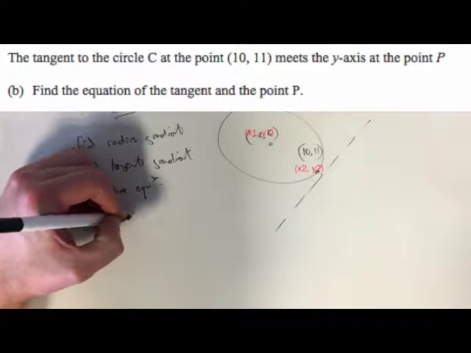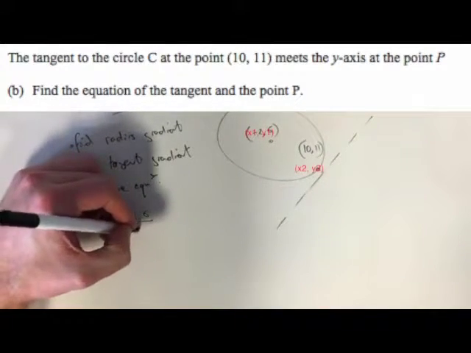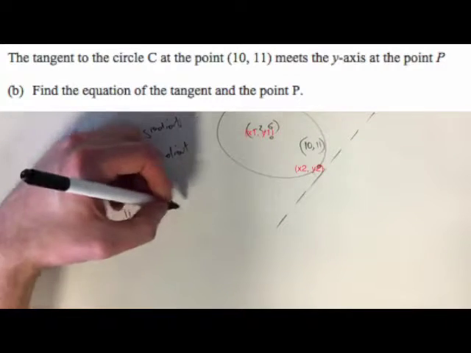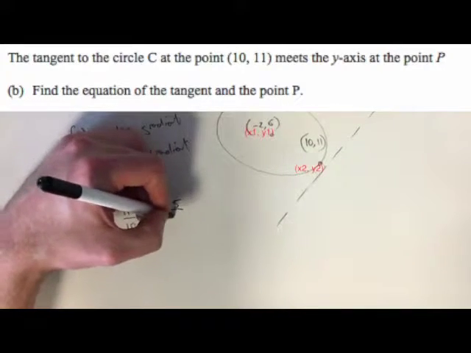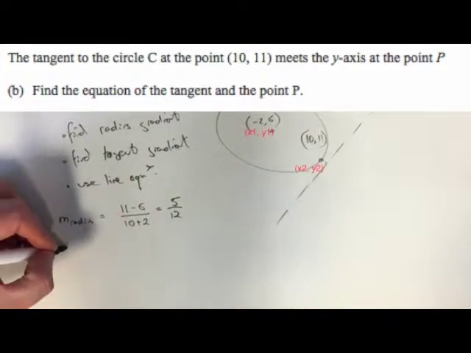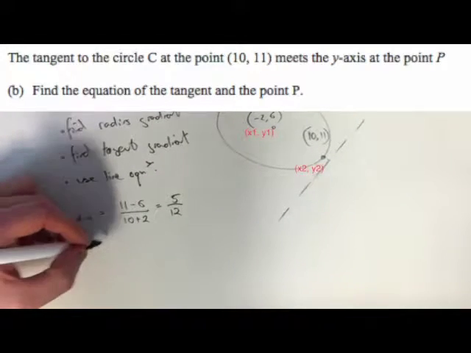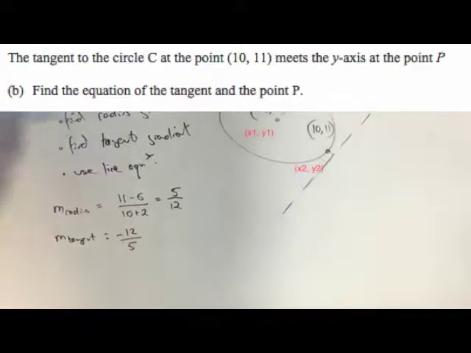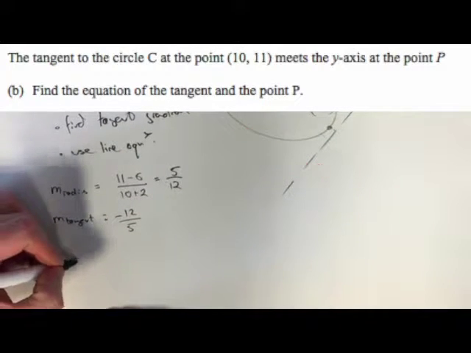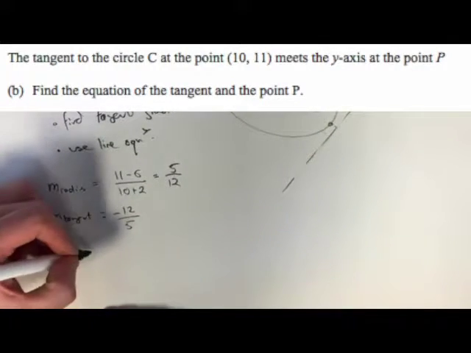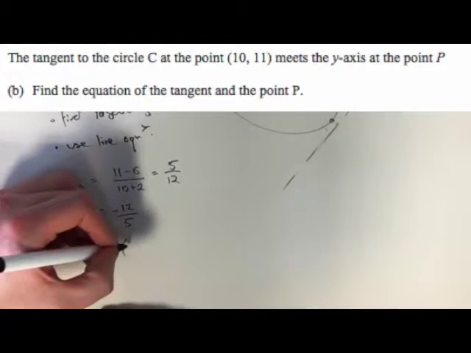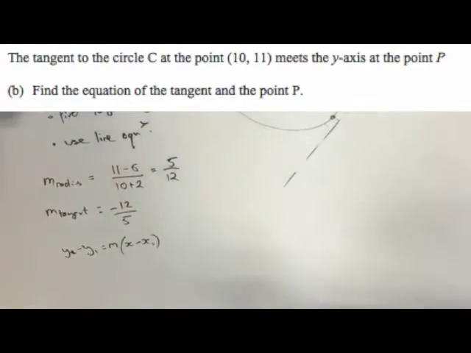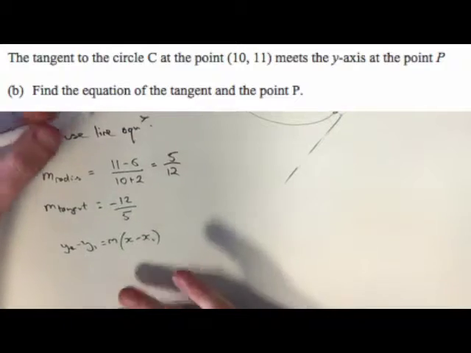Most common thing was people mixing up x's and y's and point 1, point 2. So y2 take y1 over x2 take x1 again, giving us a gradient of 5/12. That's the gradient of the radius, or the normal. So we need to do the negative reciprocal of that to find the perpendicular gradient, which is going to be minus 12 over 5. And then we're going to use that gradient in the equation of a straight line with the point that's on the circumference.